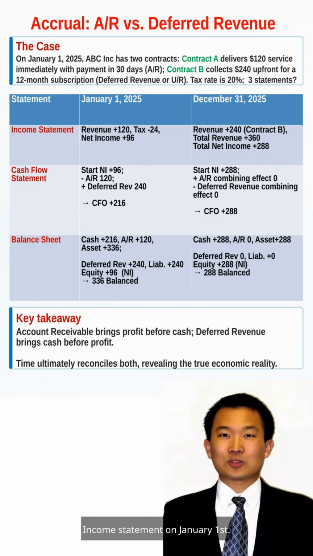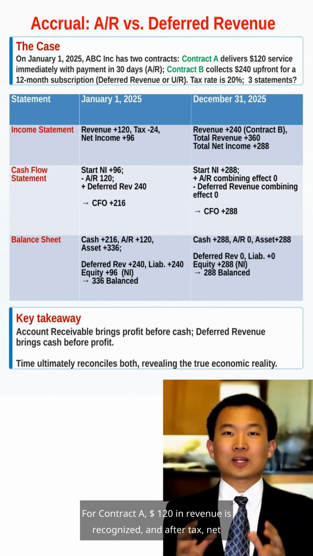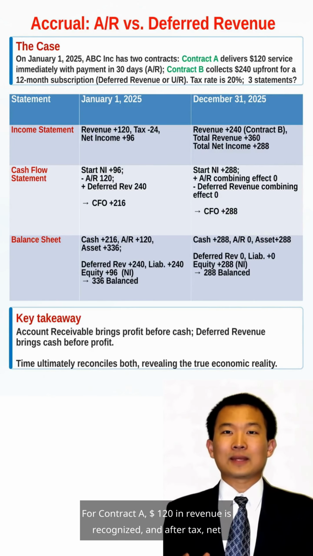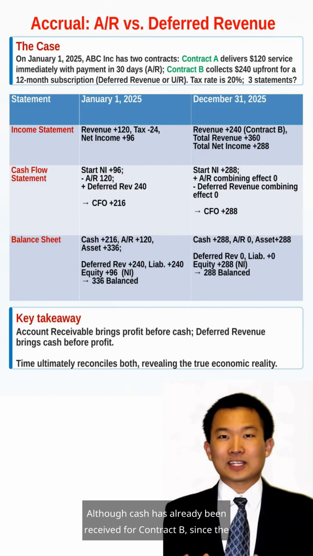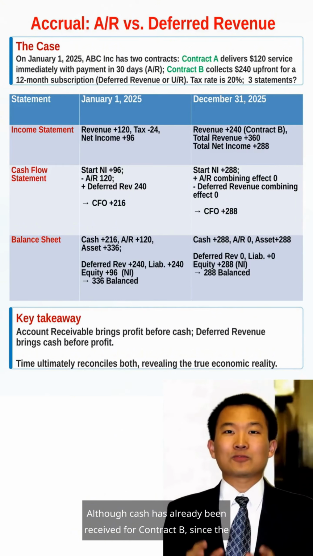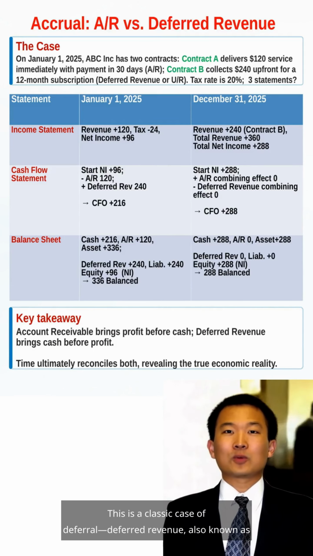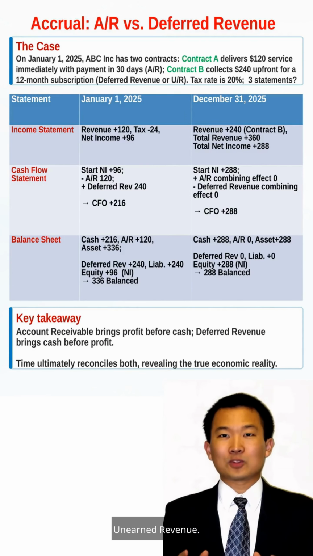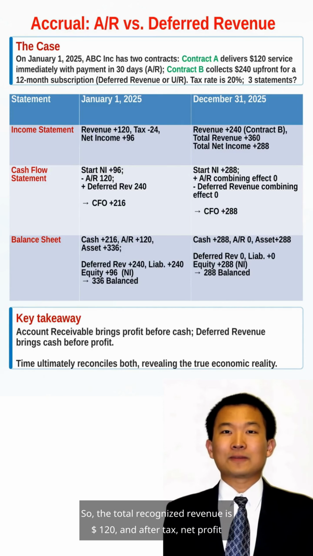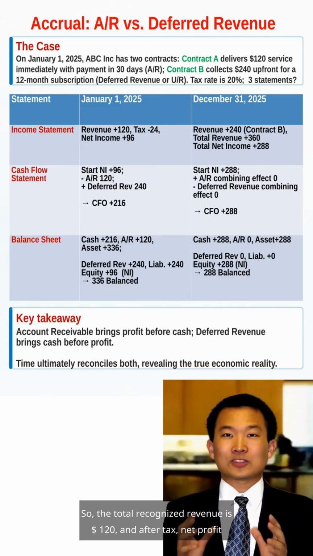Income statement on January 1st. For contract A, $120 in revenue is recognized, and after tax, net profit increases by $96. Although cash has already been received for contract B, since the service hasn't been delivered yet, it can't be recognized as revenue. This is a classic case of deferred revenue, also known as unearned revenue. So the total recognized revenue is $120, and after tax, net profit increases by $96.